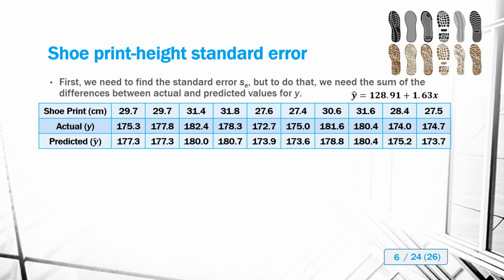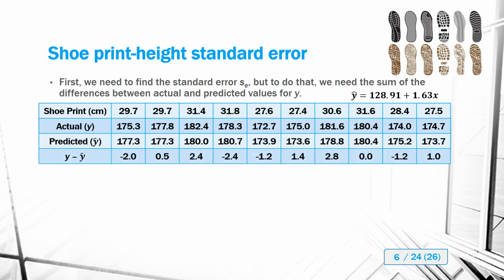Now, the predicted measurements, y hat, come when we take the x values and put them into the regression equation. So if I take 29.7, which is my first x value there in the table, and I put that into my regression equation, multiply by 1.63 and then add 128.91, out comes 177.3. That's the predicted value. I do that for each of the x values in my data set. So now I have another row that's listing values for predicted y, or y hat.